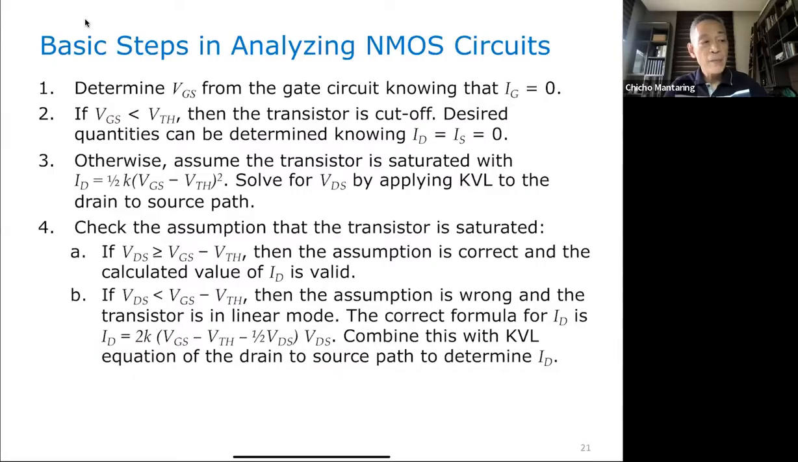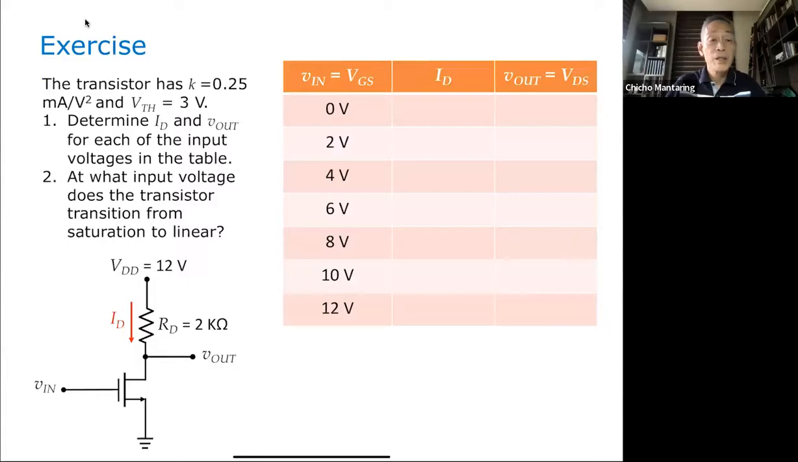And what better way to illustrate that than through an example? Here I give an example. The transistor has a value K of 0.25 milliamperes per volt squared, and VTH equal to 3 volts. What I want to do is determine the value of ID and Vout for all of these input voltages. This is my circuit. It's a very simple circuit.